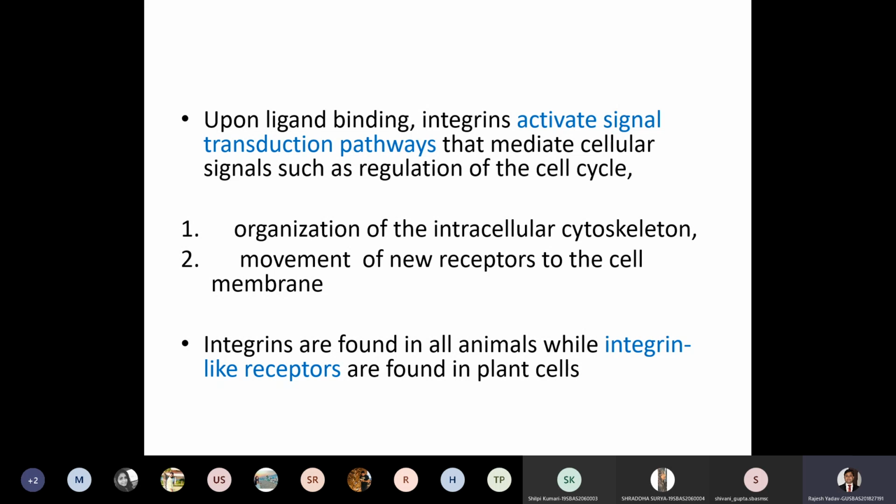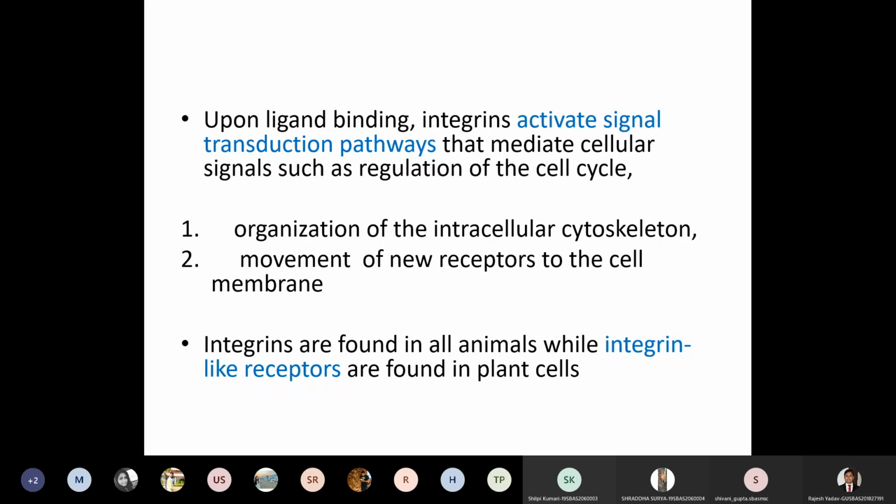If we are talking about outside-inside signaling, what will happen? The ligand will bind to the integrin protein, it causes conformational changes, and the integrin protein takes the signal inside. Upon ligand binding, integrin activates a signal transduction pathway that mediates cellular signals, such as regulation of the cell cycle. We have already discussed signal transduction pathways, like the second messenger system or G protein coupled receptors. These all perform signal transduction.